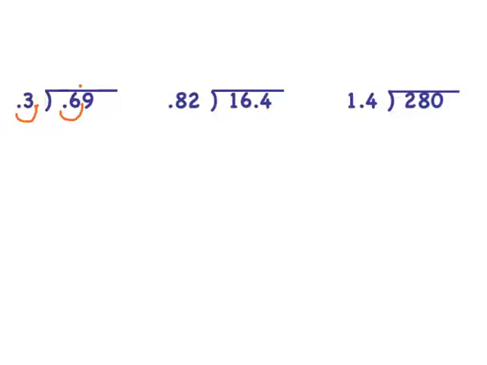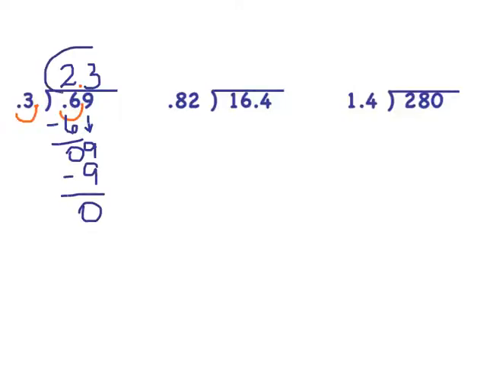And I'm going to pretend like I have 6 divided by 3. That goes in there 2 times. 2 times 3 is 6. Subtract. Bring down my 9. 3 goes into 9 3 times. 3 times 3 is 9. So my answer is 2 and 3/10.